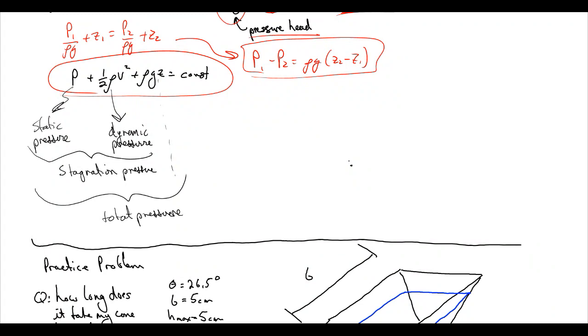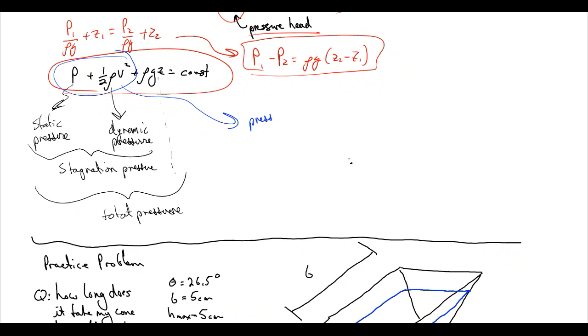Note that this amount here is called our stagnation pressure because that is the pressure you will sense if a liquid or fluid comes to a complete rest. And then that can be broken into two different parts, the static pressure and the dynamic pressure. And the dynamic pressure is the amount of pressure due to the kinetic energy of the fluid.